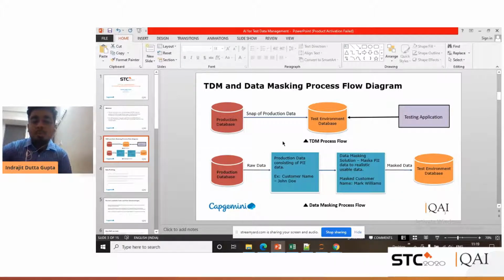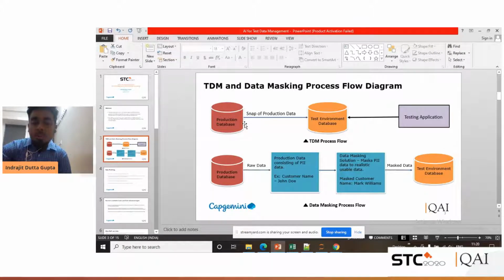Now there lies a problem when we are copying production data to the test environment database. The problem is that this is realistic data, real customer data present in the production database. And as we are copying it into the lower environment, we are copying sensitive PII information. Customer name, customer address, customer phone number, these are all sensitive information which we are copying into lower environments like test environments, which could cause a lot of compliance issues, data leakage, and a lot of harm to the reputation of the organization. So data masking plays an important role in the process of TDM.